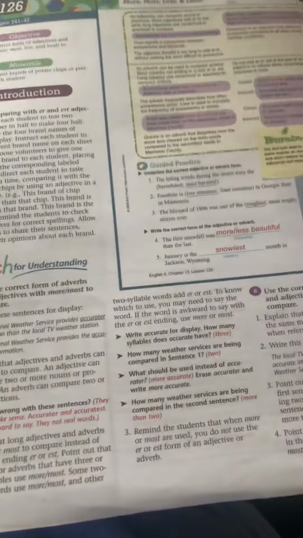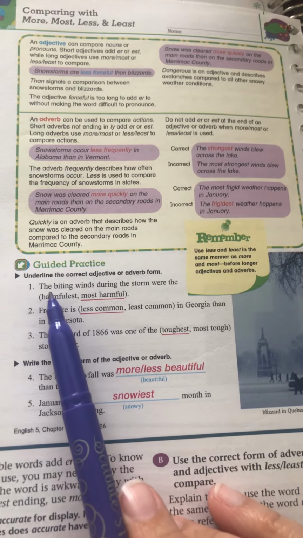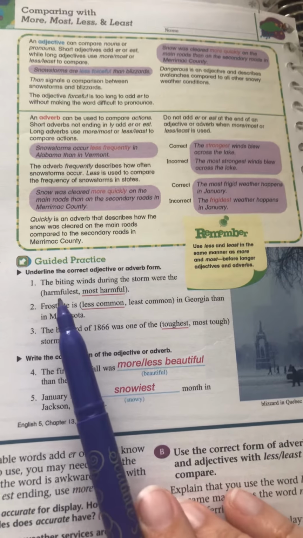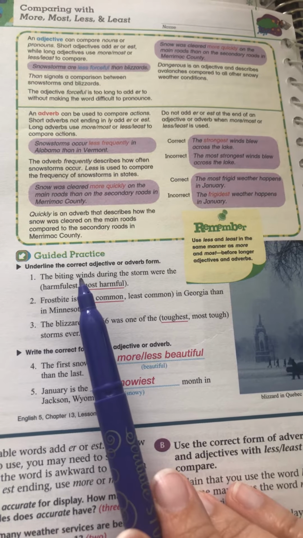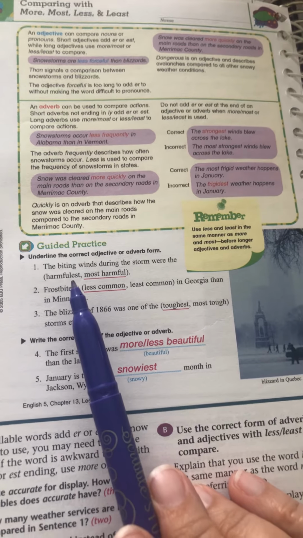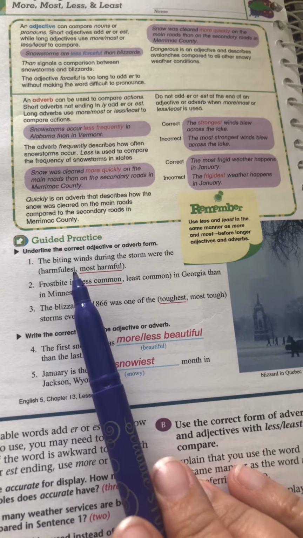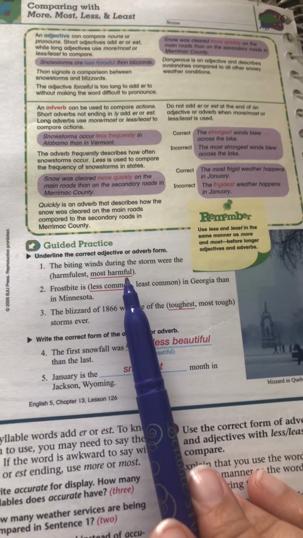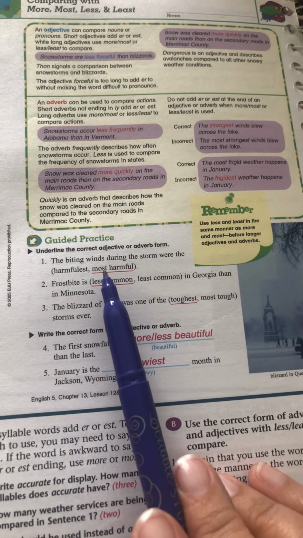Let's look at the page in the book. Here are some more examples. The biting winds during the storm were harmfulest or most harmful. Well, that's an easy thing to decide. We're comparing the winds in the storm to regular winds on an everyday day. Well, harmfulest is not a word. We've talked about a long adjective. We cannot put EST on the end. So we have to say most harmful because these winds compared to a regular sunny day were more harmful overall, so that makes them most harmful.